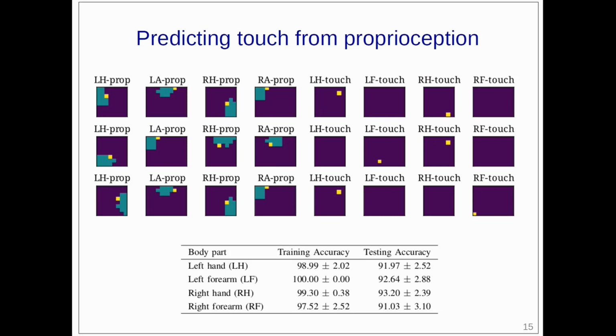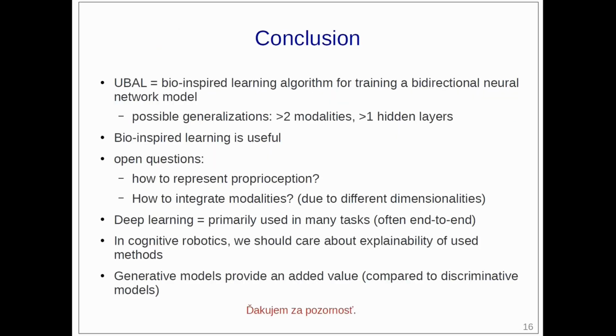So these are pilot results, and in conclusion, we presented this UBAL as a bio-inspired learning algorithm for training a bidirectional neural network model. It's bio-inspired, so no backpropagation. It's Hebbian-like learning. There are possible generalizations to this. One could include also more than 2 modalities, like Gabika was saying. Here it's also a principle that you would have, like in a triangle, 3 modalities, and they would be training each other in all possible ways.